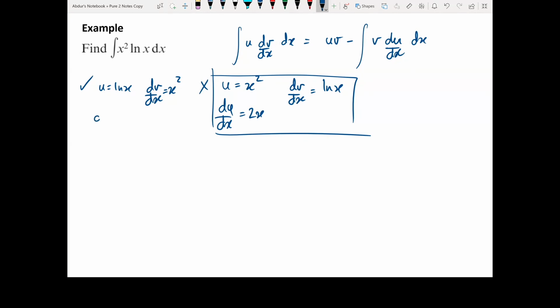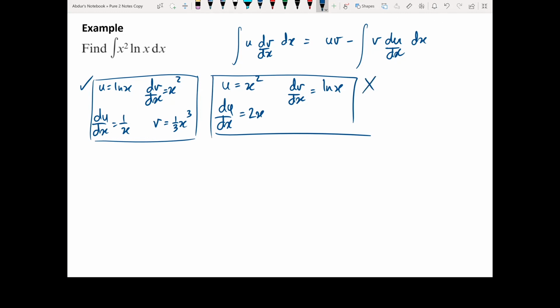So let's see what du/dx is. Well, du/dx is equal to 1 over x. And when we integrate dv/dx, we get v, and the integration of x squared gets us x cubed over 3, or 1/3 x cubed. So this is the correct choice for u and dv/dx, whereas the one on the right is the incorrect choice. So let's substitute everything into our integration by parts formula now.